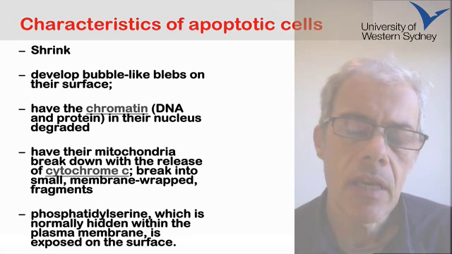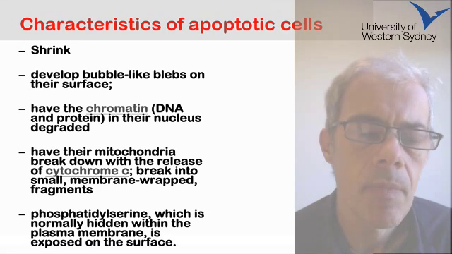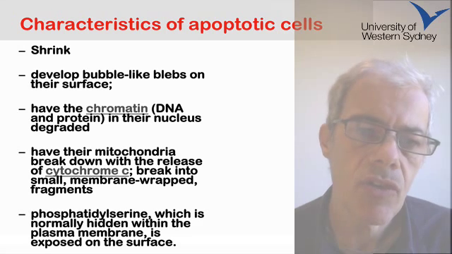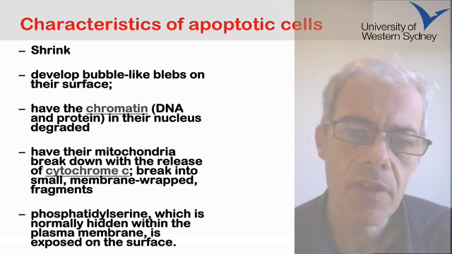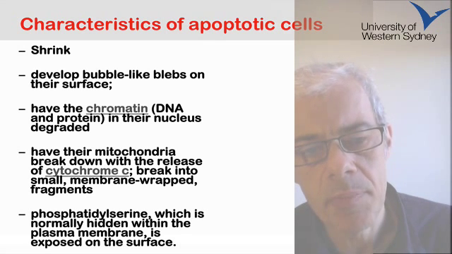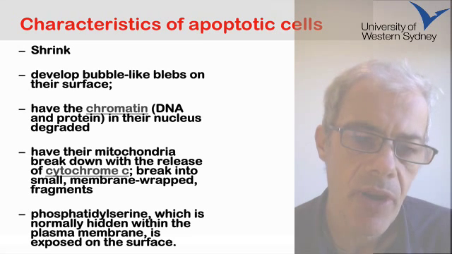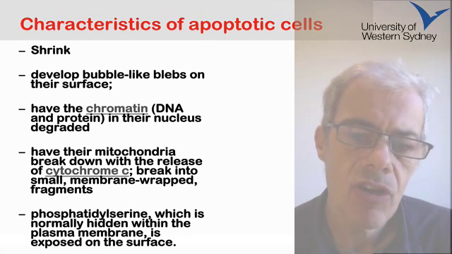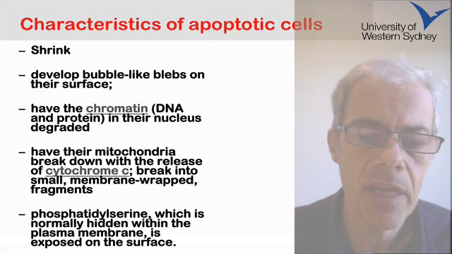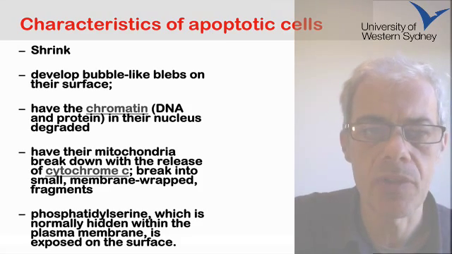So effectively, a cell that's undergoing apoptosis shrinks, it condenses, the membrane blebs to form these small bubble-like structures, the chromatin of the cells becomes fragmented, and we haven't talked about this but we'll look at it soon, the mitochondria of apoptotic cells breaks down and cytochrome C is released into the cytosol, and also the phosphatidylserine, which is normally hidden in the inner membrane, is exposed on the surface.